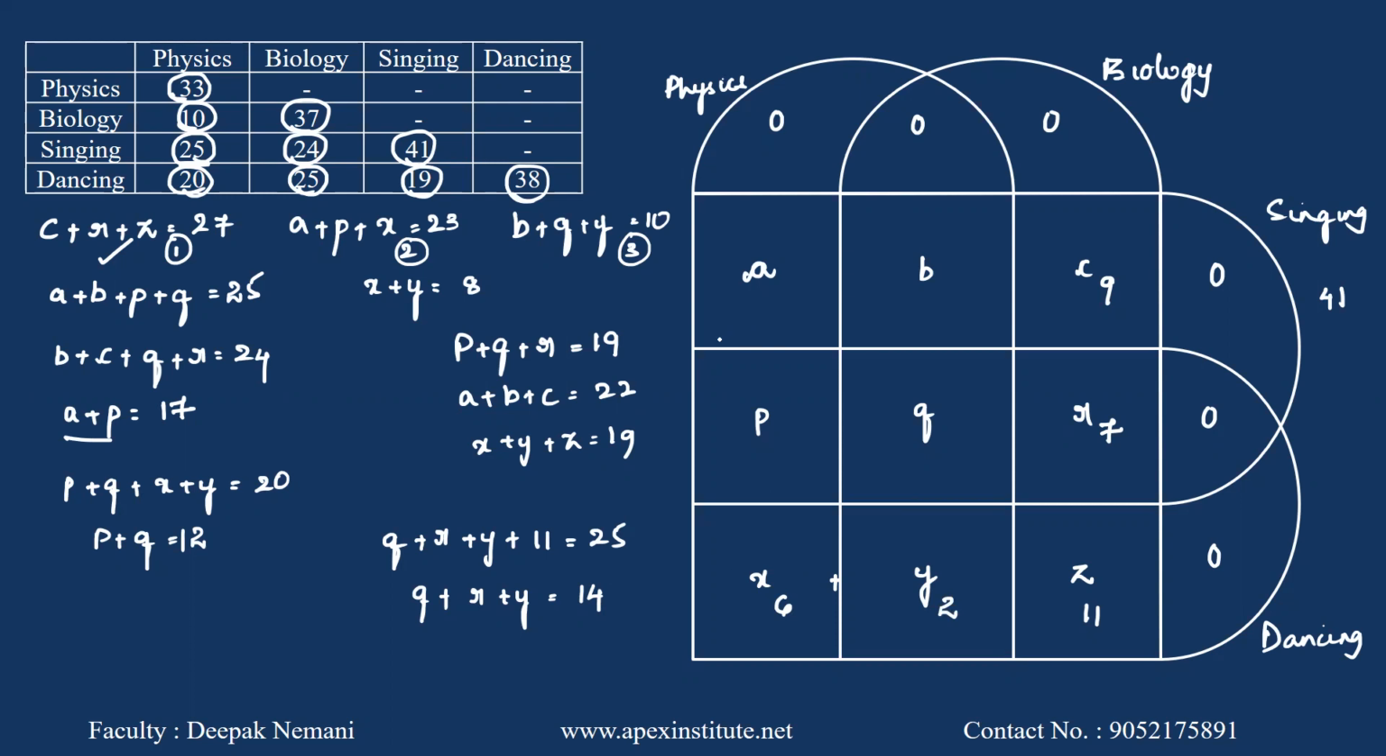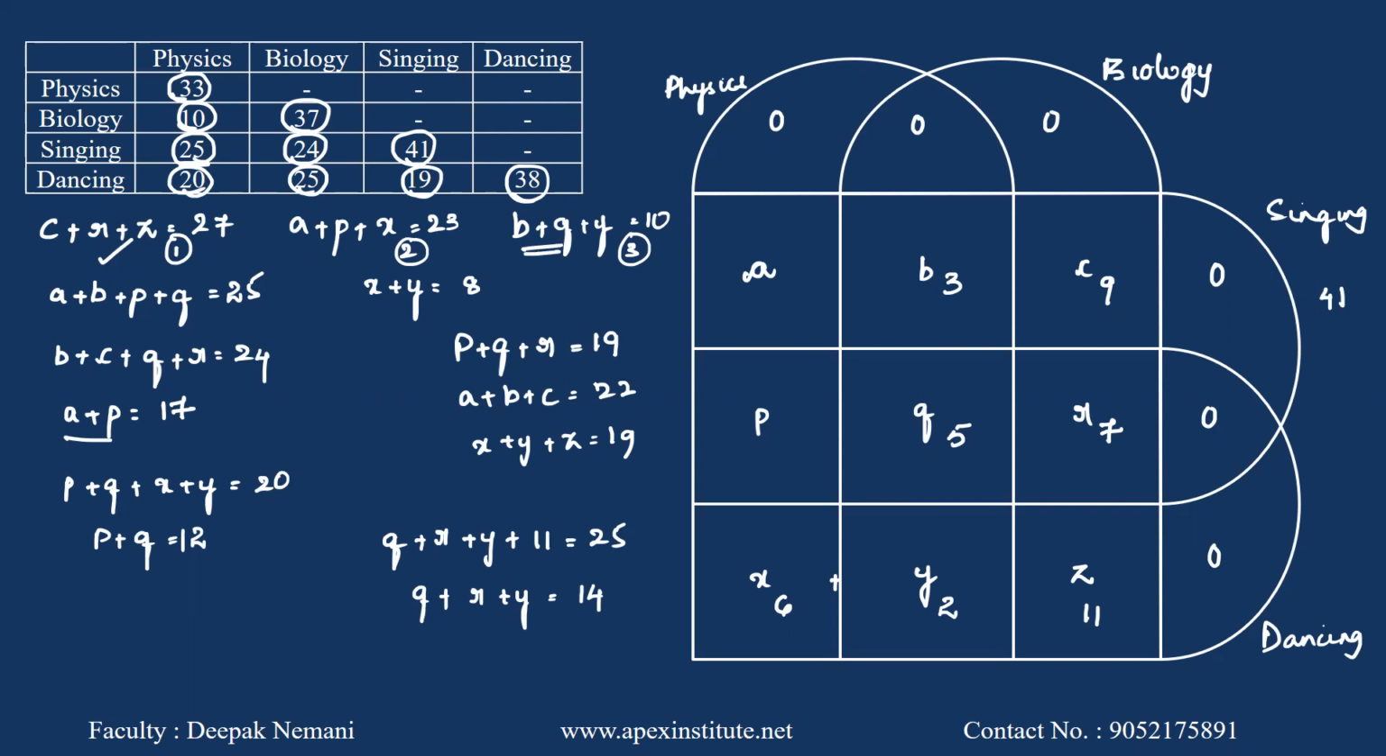Then what do we have? What can we find? B plus Q plus Y. Now Q plus R plus Y is equal to 14. So Q plus 7 plus 2, Q plus 9 is equal to 14, Q is equal to 5. Perfect. So B plus Q plus Y is equal to 10, 5 plus 2 is 7, so B is equal to 3. Now A plus B plus C, do we have A plus B plus C?